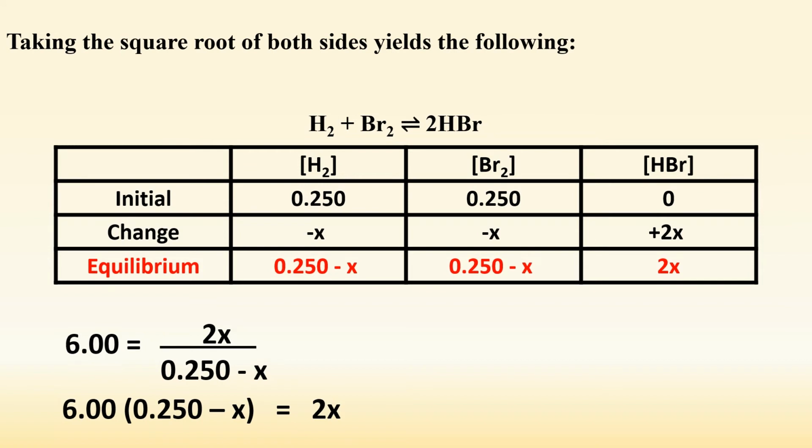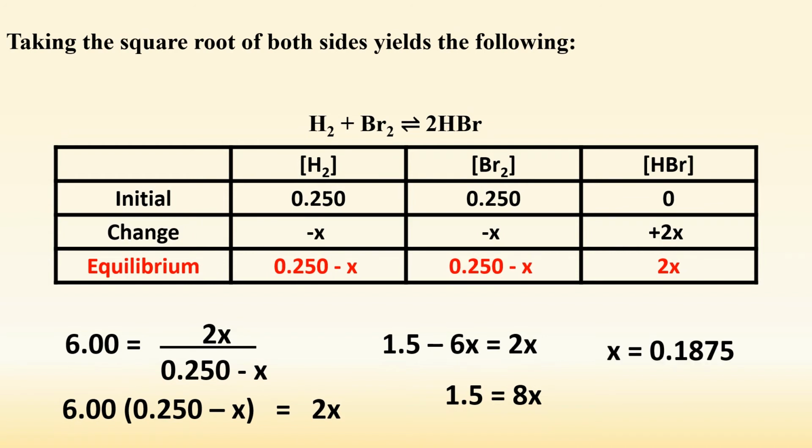6.00 times 0.250 minus x is equal to 2x. 1.5 minus 6x is equal to 2x. We must now add 6x to both sides of the equation. This yields 1.5 is equal to 8x. And after dividing through by 8, we get x is equal to 0.1875 molar.